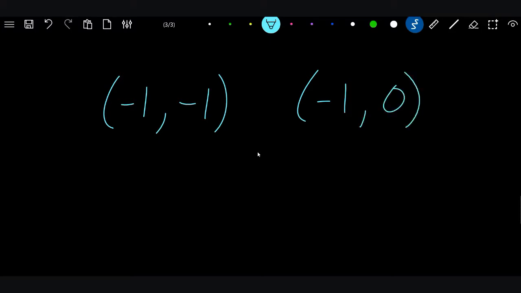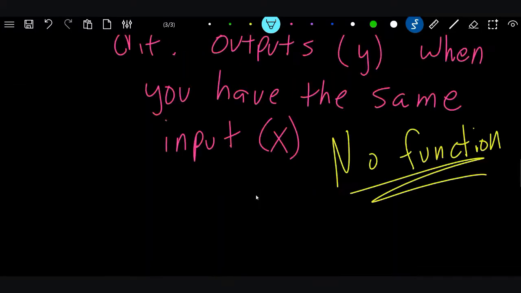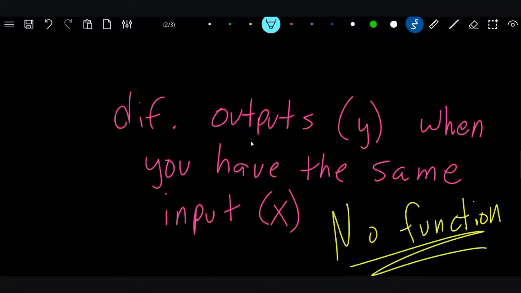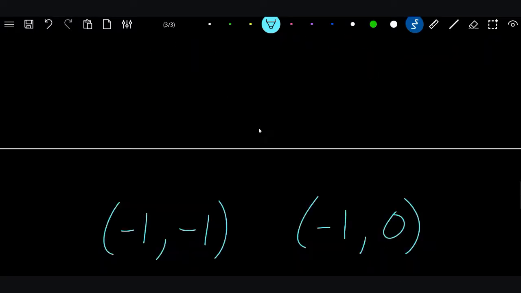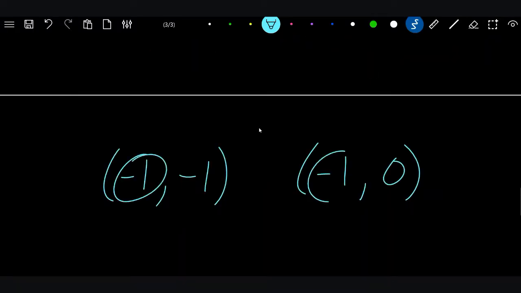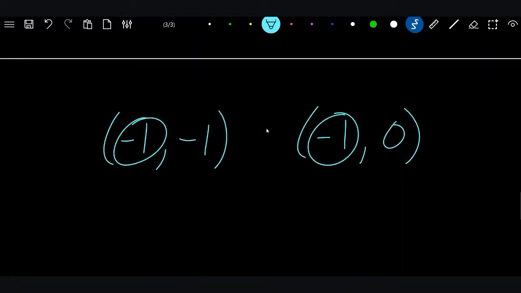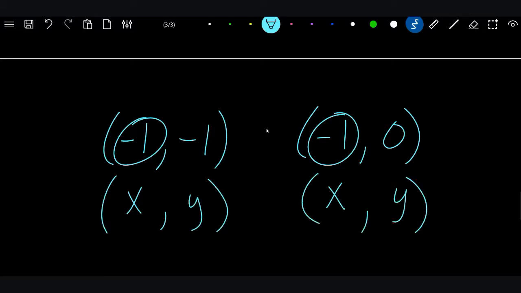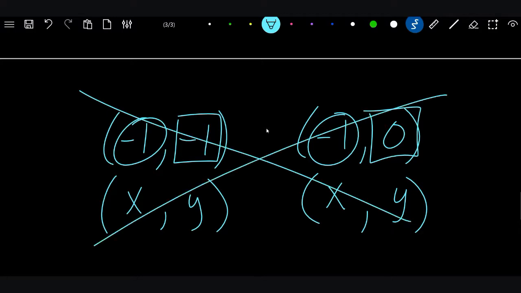different output. Now, let's go back and look at this. Different outputs when you have the same input. So if I have the same x, look at here, I have the same x. That one, x equals -1, and the other one, x equals -1. But look, so this is our x, and this is our y. Notice that my output is different. My y term is different.